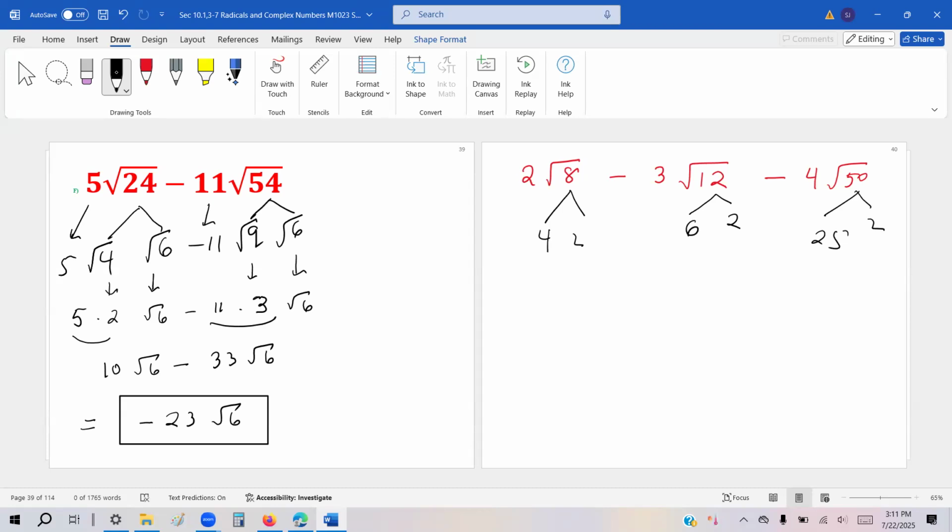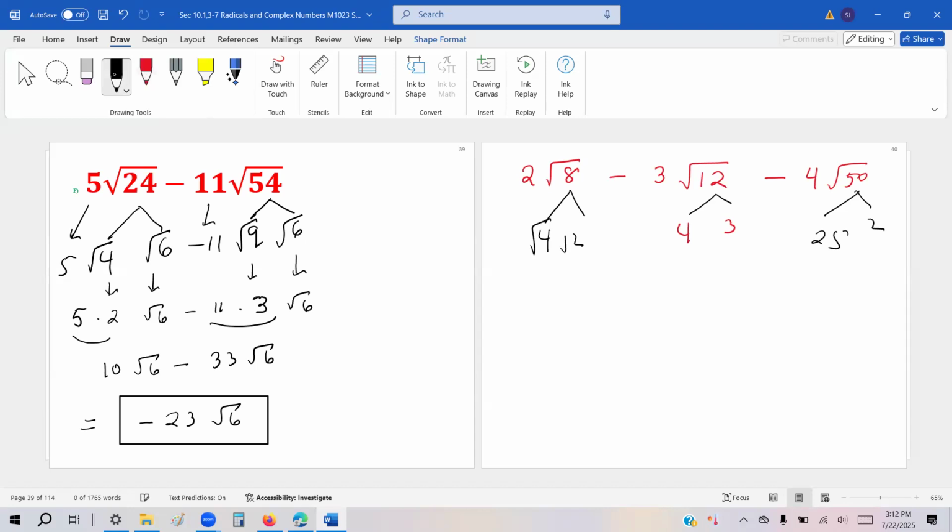But is 6 a perfect square number? That means dividing by 2 doesn't help. So even though we can divide by 2, we should not divide by 2 because 6 is not a perfect square number. So inside 12, what perfect square number do we have? 4 and 3. So this one, we got something different. Not something with 2, we got something with 3.